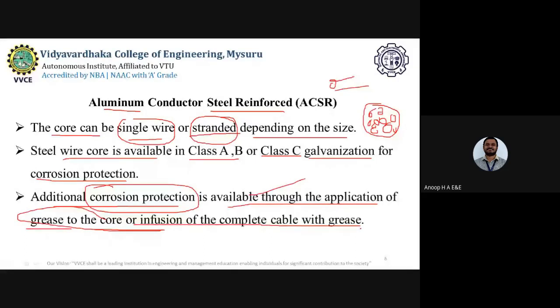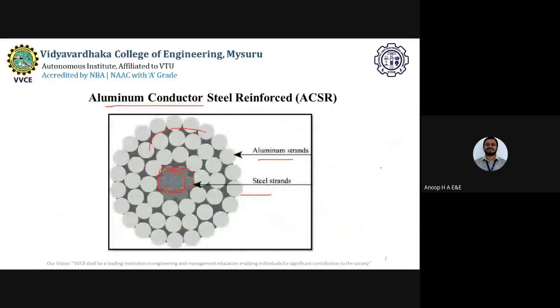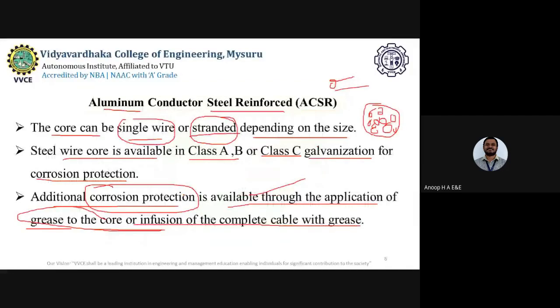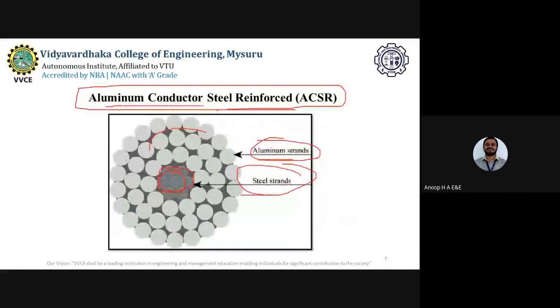Okay, so what you see here is the aluminum conductor steel reinforced. You will be having the aluminum strands and steel strands there. Aluminum strands are present, and next are the steel strands. Hope you got to know what we mean by ACSR conductors. Any doubts up to this point with respect to ACSR? Feel free to share your doubts if you have any.